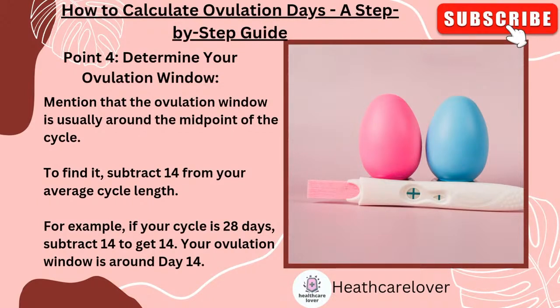To find it, subtract 14 from your average cycle length. For example, if your cycle is 28 days, subtract 14 to get 14. Your ovulation window is around day 14.